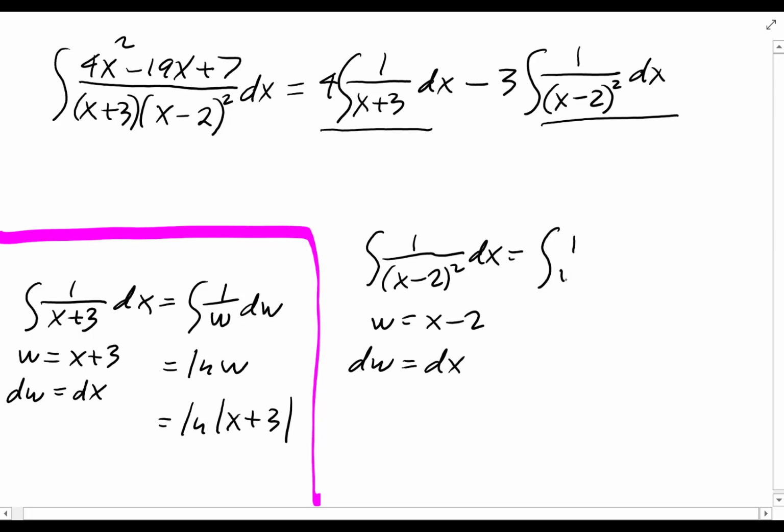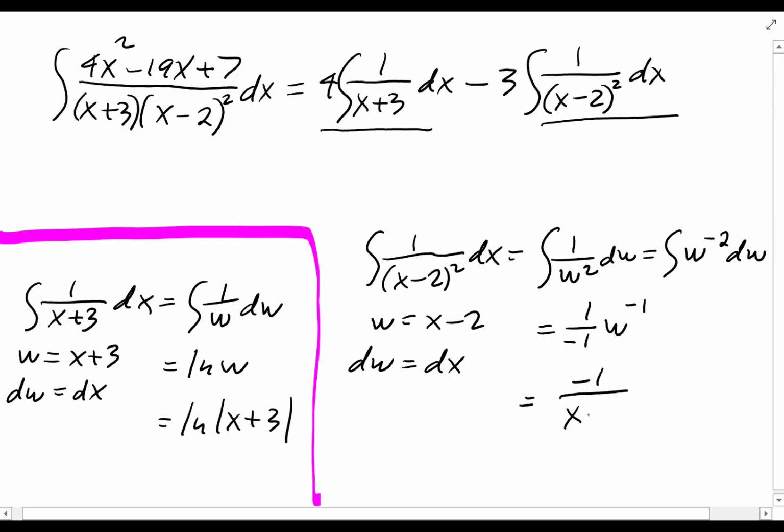So this becomes 1 over w squared. Or I'm going to bring that w up as w to the negative 2. And to get the antiderivative, I add 1 to the exponent and divide by that new exponent, negative 1. And so this becomes a negative 1 over x minus 2.